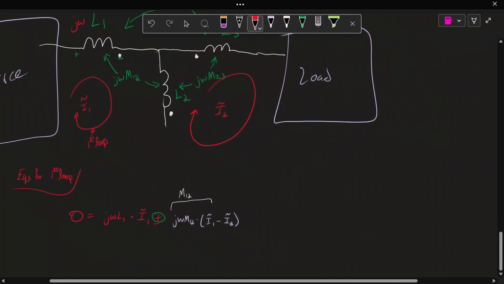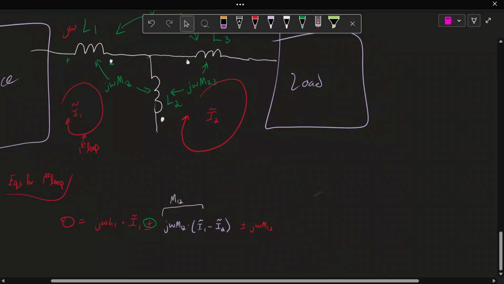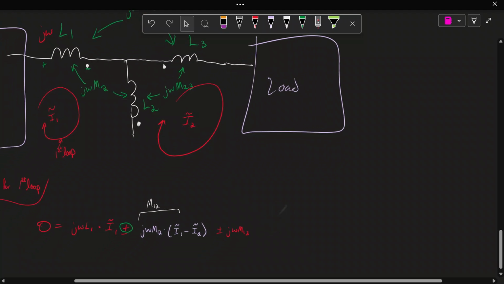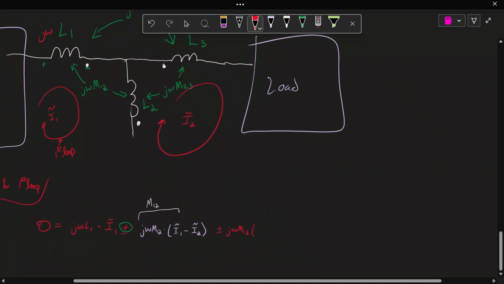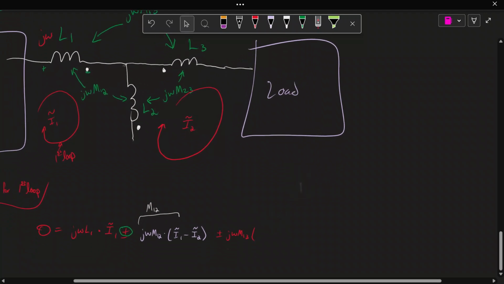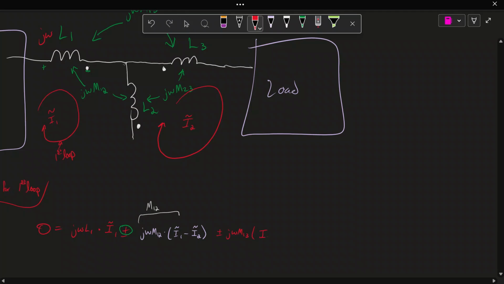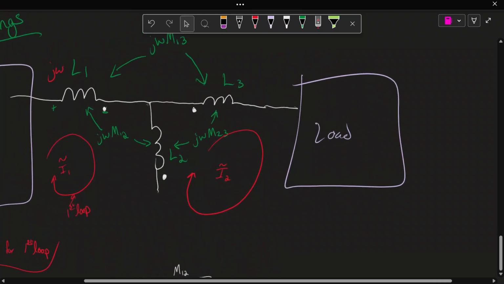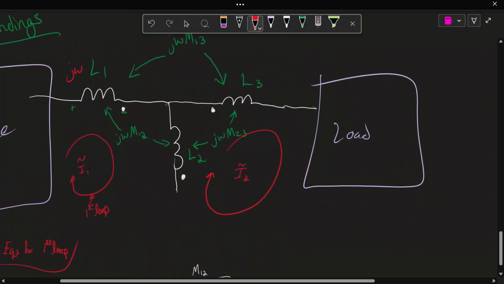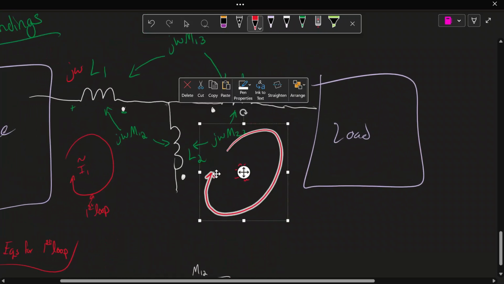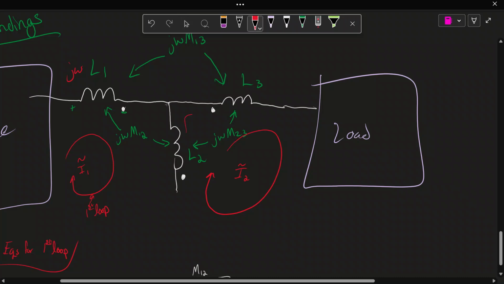Now we have to remember there's another winding. So we do plus or minus, again, j omega M13, the mutual inductance that 1 feels from 3, times the current passing through L3. Well, it's just I2. Now, is it plus or minus? Let's look at L3. Does I2 hit the dot first or the undotted side? It hits the dot.